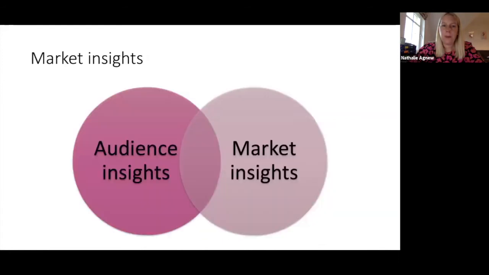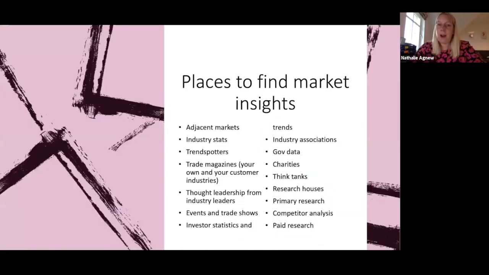Moving on to market insights. A lot of the market insights can be found in similar places to audience insights, but then there's some other places you can look as well. So obviously industry statistics are useful, trend spotters and futurologists. So looking at maybe Googling, you know, what's going to happen in my industry in 2050 or 2030 even, to try and get some feeling of where people think the industry might be going.